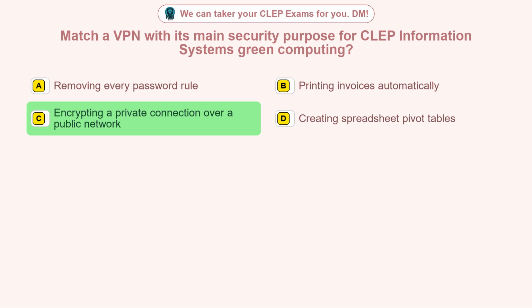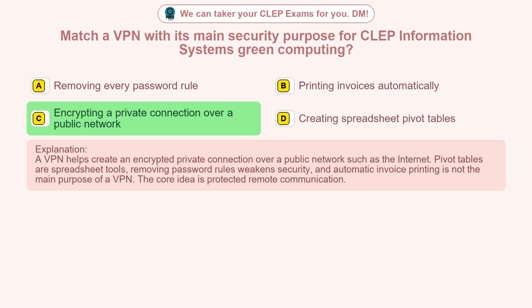Encrypting a private connection over a public network. A VPN helps create an encrypted private connection over a public network such as the internet. Pivot tables are spreadsheet tools. Removing password rules weakens security, and automatic invoice printing is not the main purpose of a VPN. The core idea is protected remote communication.